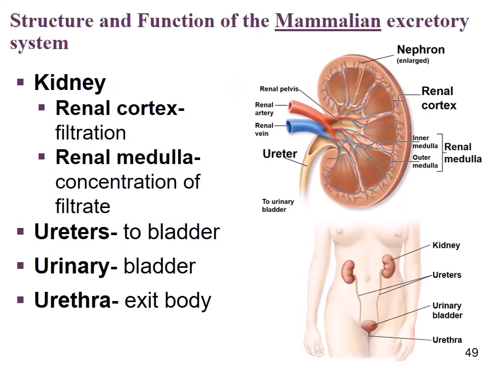If we look at the structure of the mammalian excretory system, you've got the kidney, which has a renal cortex, which is largely involved in filtration, and then the middle portion is the renal medulla, which is where the filtrate is going to be concentrated. There's also a ureter, which takes the urine from the kidney to the bladder. Then you have the urinary bladder, and then you have the urethra, where the urine actually exits the body.